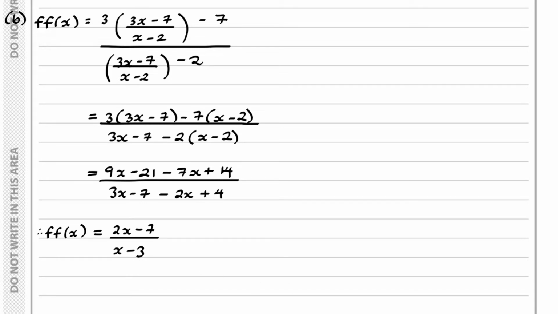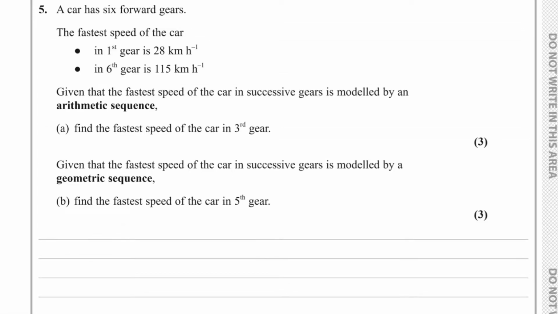Okay. Question number 5. A car has 6 forward gears. The fastest speed of the car in the first gear is 28 kilometers per hour, and in the 6th gear, the fastest speed is 115 kilometers per hour. And given that the fastest speed of the car in successive gears is modelled by an arithmetic sequence, for part A, we have to find the fastest speed of the car in 3rd gear.